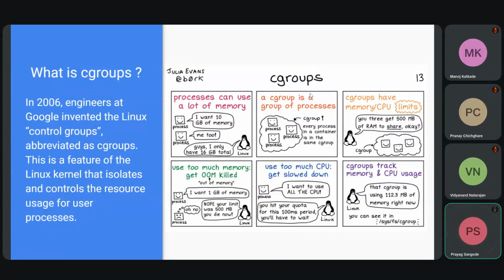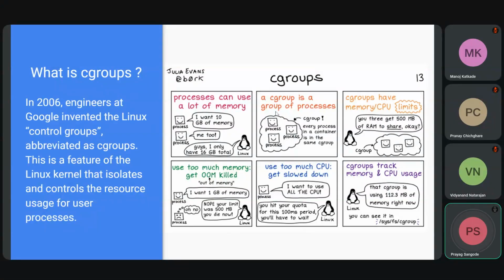So in cgroups, what happens? A process can use a lot of memory, and one of the processes will say that I want 10 GB of memory. Another process will also say 10 GB. But the kernel will say that I have this much memory only, and I'll allocate it as per the definition given.